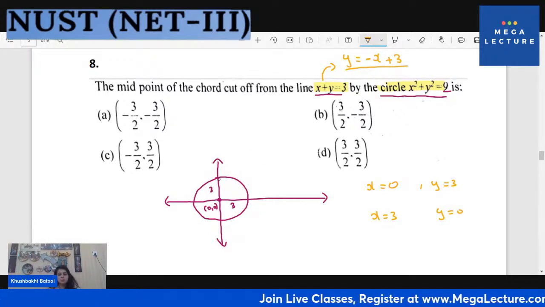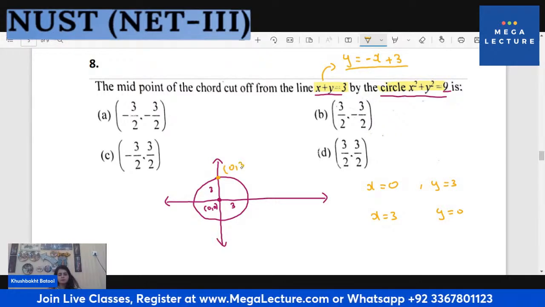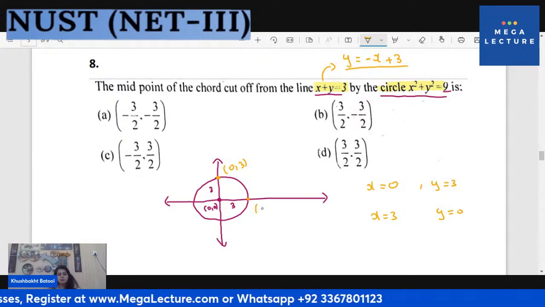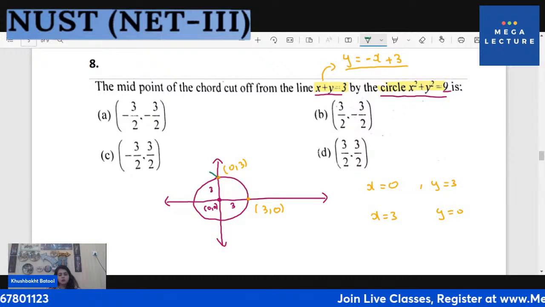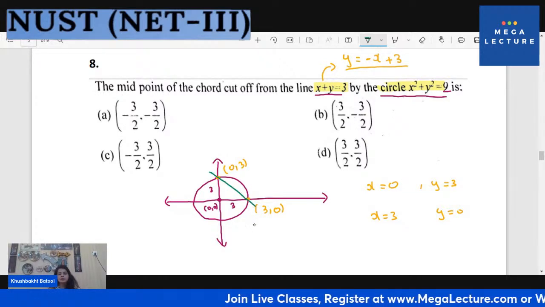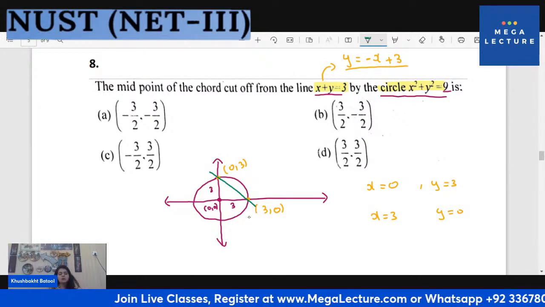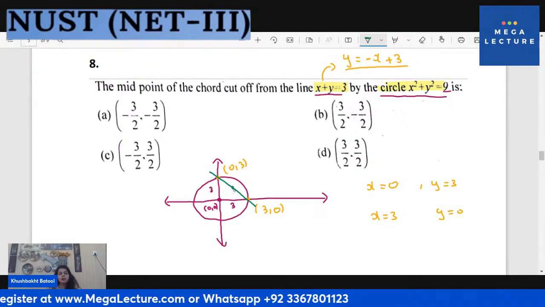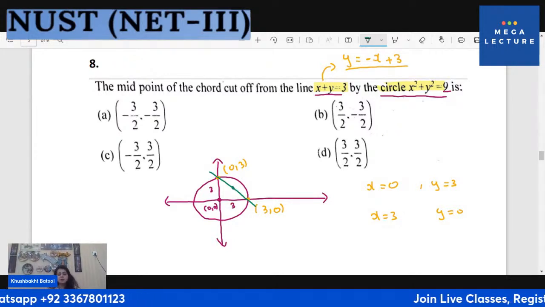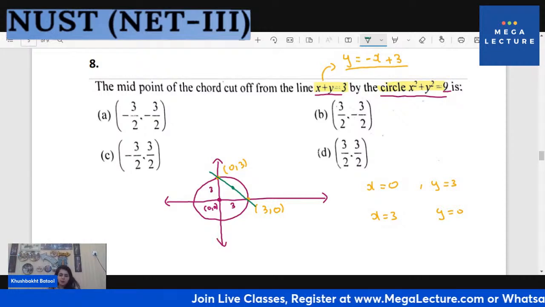So this is the first one, where your x is 0 and y is 3. And this is the second one, x is 3 and y is 0. Using these 2 points, I'll make a line connecting these 2 orange points. This is your chord. Now you're interested in finding out the midpoint of this chord, that would be somewhere here. Now what long method do we use to find the midpoint? No, there's no need in wasting your time thinking about it that way.